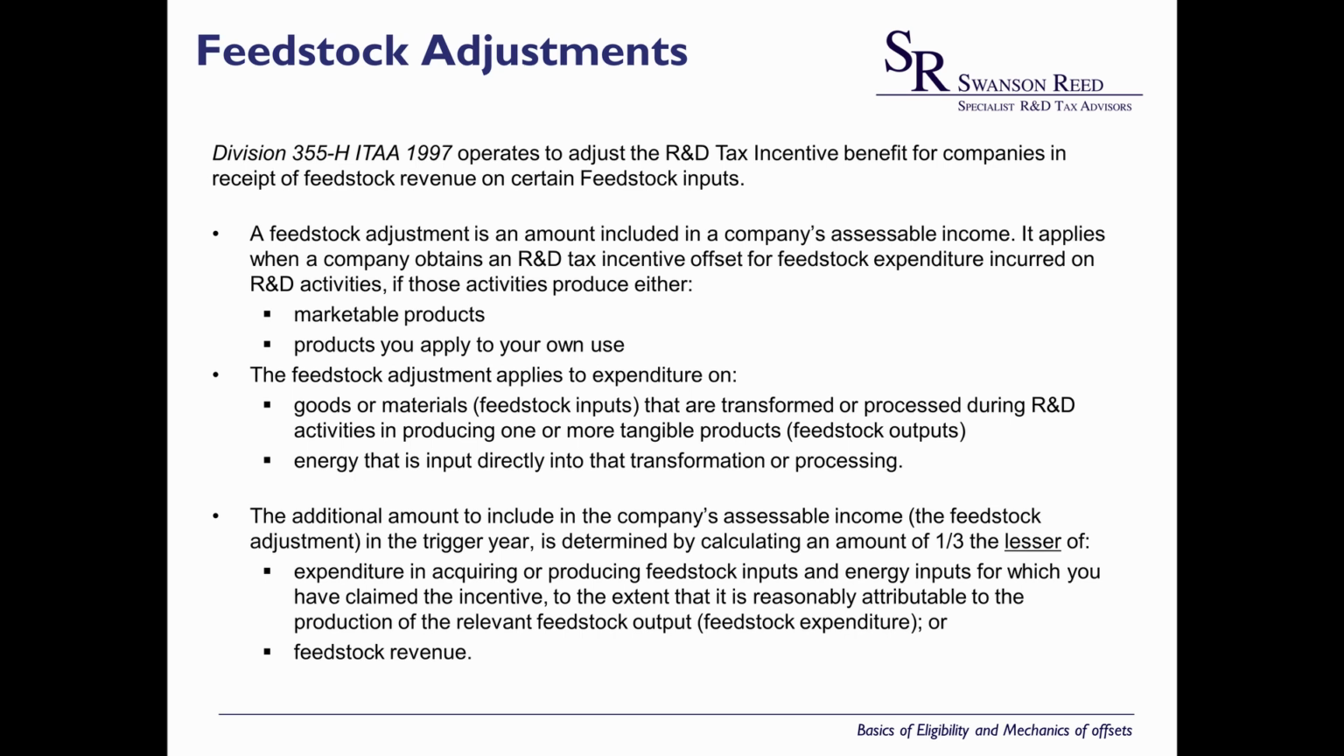The feedstock adjustment applies to expenditure on producing goods or materials that are transformed or processed during R&D activities in producing one or more tangible products. The additional amount to include in the company's assessable income is determined by calculating an amount of 1/3 the lesser of expenditure in acquiring or producing feedstock inputs or feedstock revenue.